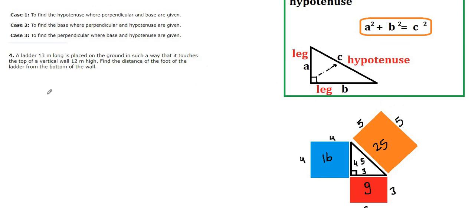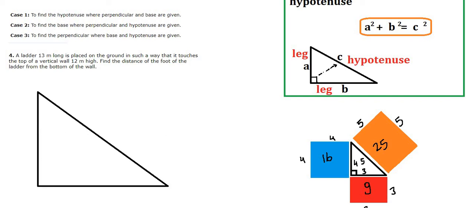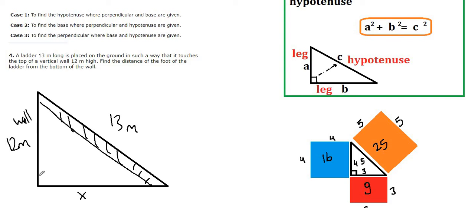Let's see example 4. A ladder 13 meter long is placed on the ground in such a way that it touches the top of a vertical wall 12 meter high. Find the distance of the foot of the ladder from the bottom of the wall. So we have to construct a wall and a ladder. So this is the ladder, which is 13 meter long, and the wall is 12 meter high, and we are going to find the distance between the foot of the ladder up to the wall. This is the wall. So we constructed a right triangle, so we can apply Pythagorean theorem.